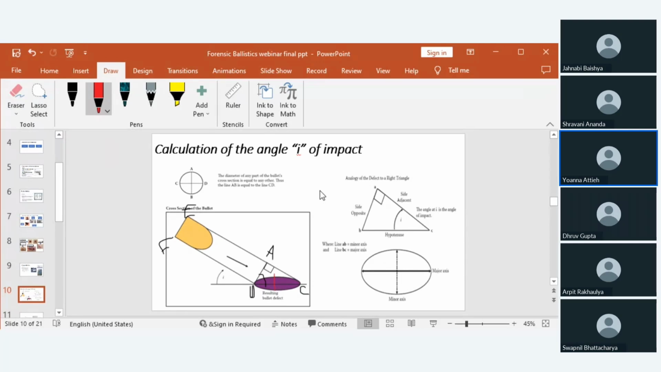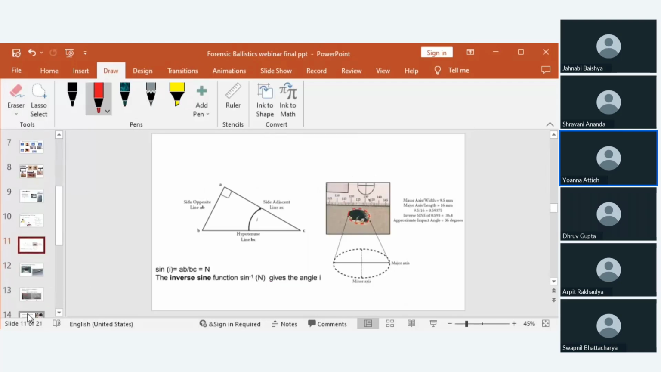Now, I is the sine to the power -1, which is the inverse sine of the minor over the major. So as you can see here in slide 11, sine I is AB over BC, but the inverse sine is the angle I. And this is how we are able to calculate the angle of impact.